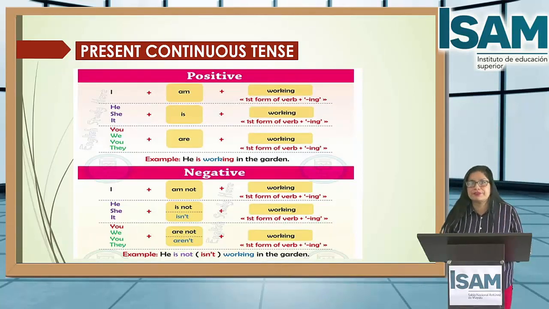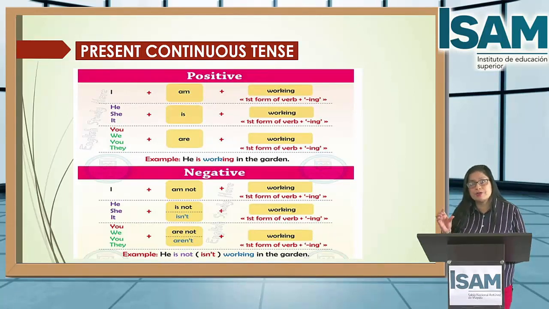Yes? This is affirmative. Negative. In negative, remember, you have to add not to the verb to be. For example, I'm not, is not or isn't, are not or aren't. You have: I'm not working. He isn't working. She isn't working. Or you, we, they aren't working. In the negative form of present continuous you only have to change the verb to be; you add not.